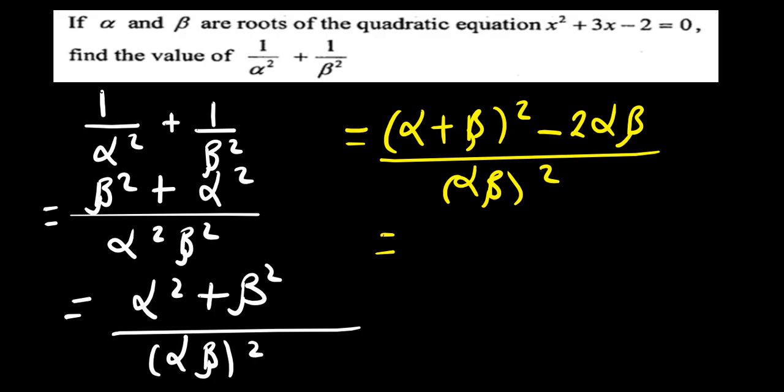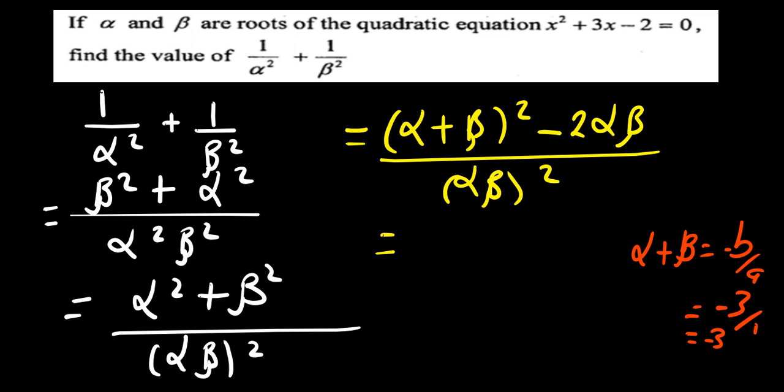So now what are you going to do? You're just going to replace alpha plus beta. You know that when we were deriving those equations, we said your alpha plus beta is just equal to negative b over a. Your negative b in this case, from the equation, you're able to see that b is 3, so it will be negative 3 over, then your a is what? Is 1. So what will be your alpha plus beta? It will just be negative 3.